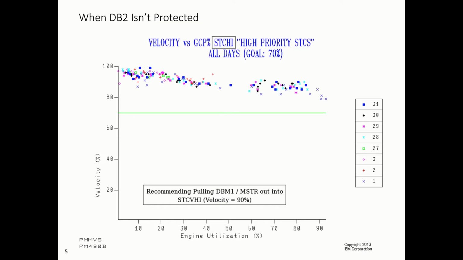The actual name doesn't matter unless you have a stupid name which gets you confused. Now STCV high, as I choose to call it, might well have a goal of something like 90%. So this is a case where DB2 isn't protected. And oh, by the way, the thing that's driving the velocity so high is probably, in my experience, using I/O samples. If you don't have I/O priority queuing turned on in the WLM policy, then you don't have I/O using samples and probably the achieved velocity would be considerably lower. So careful about playing with that setting.